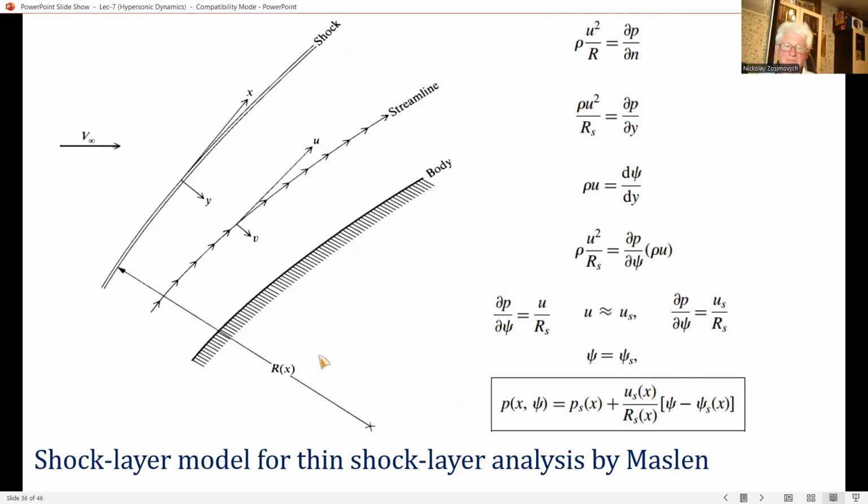For the preceding assumption, our equation becomes the next one. How did we make this one? Rho u squared over r_s equals dp over dy. What is r_s? r_s is the shock radius of curvature. If we introduce a stream function psi, then rho u is d psi over dy, and we replace y in the prior equation with psi.